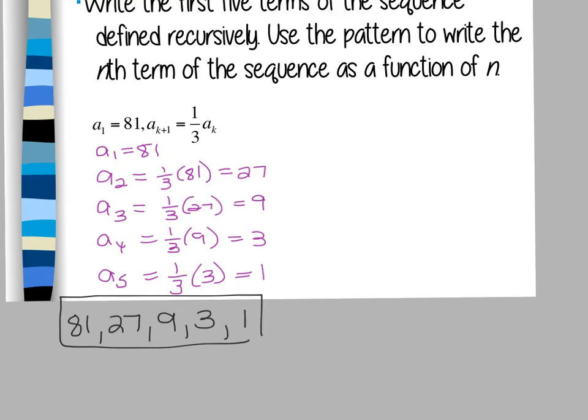Do we get it right? The first part? Yeah. So again, be careful. Don't put that in order from smallest to greatest. We want it in the order in which we received, which was 81, 27, 9, 3, and 1. That's the first part of this.